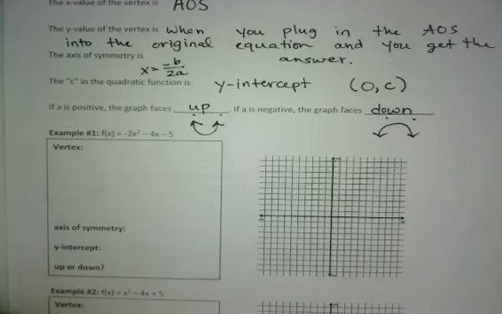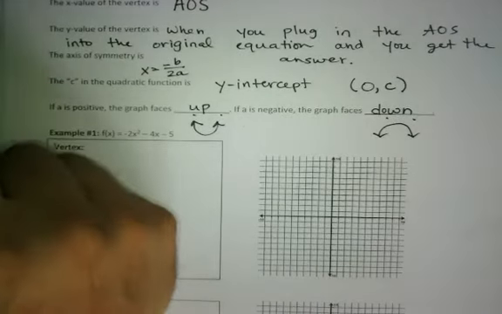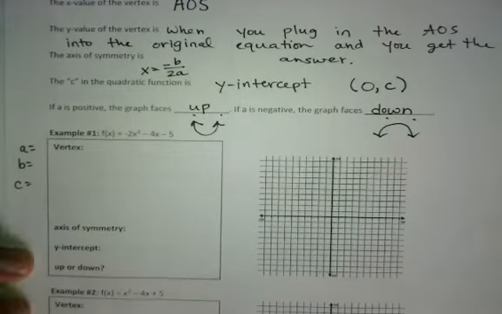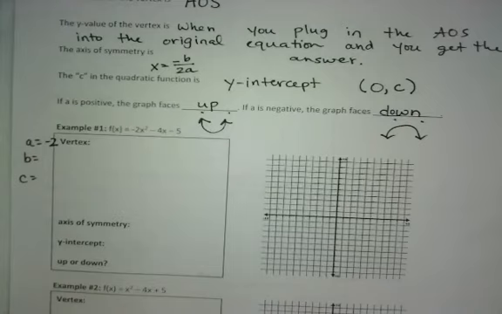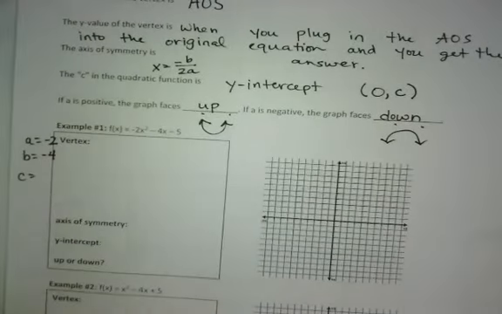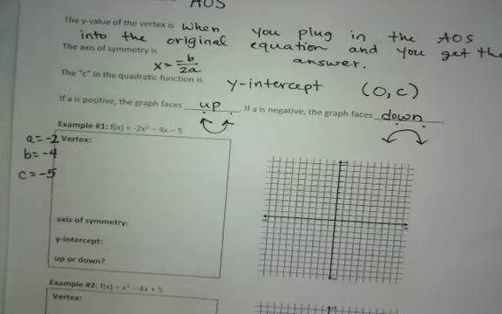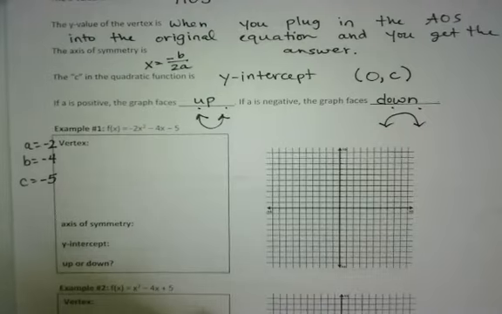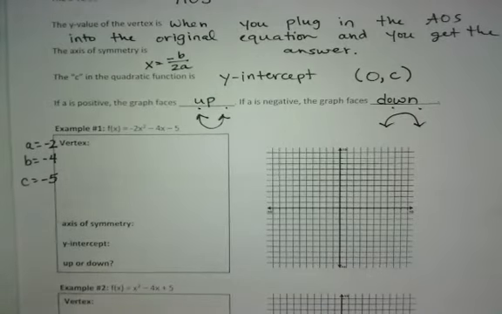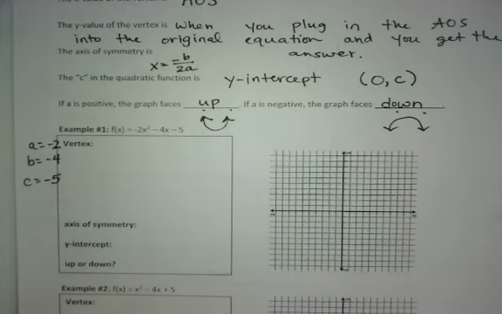Okay, so let's just try a problem. For example 1, they give us negative 2x squared minus 4x minus 5. Write down these steps. Step 1 is to identify your A, your B, and your C. So in this case, A equals negative 2, B equals negative 4, and C equals negative 5. The best way to answer all these questions is to go from the bottom to the top, from the easiest to the more complex.